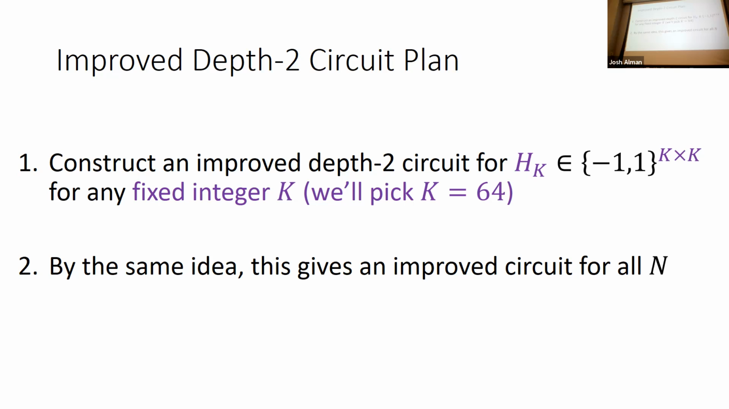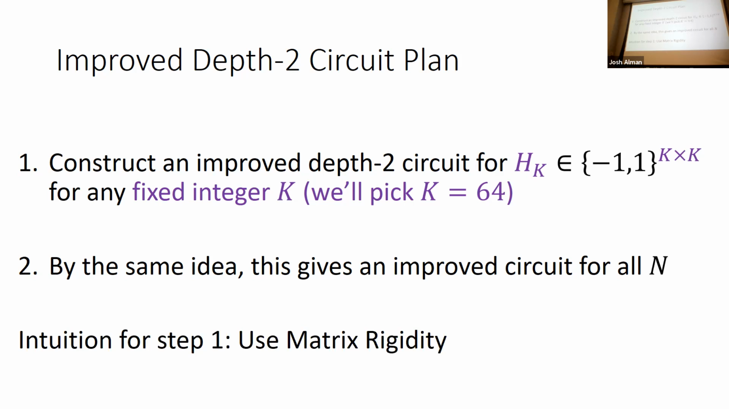How would you go about getting an improved depth 2 circuit for the 64x64 Hadamard transform? Maybe your first idea, and this was my first idea, is to do some kind of computer brute force search. The problem is, I'm sure some of you are better at computer programming than I am, but 64x64 is already a big enough matrix that there are too many options to brute force over, and it does not seem to work very well. So I'm going to use a more principled approach to find this, using something called matrix rigidity, more as intuition than directly using it. So let me tell you what matrix rigidity is, and then I'll show you how we're going to use it.